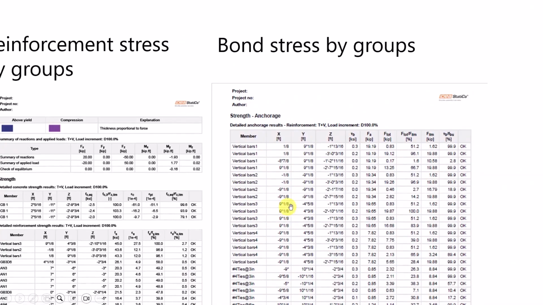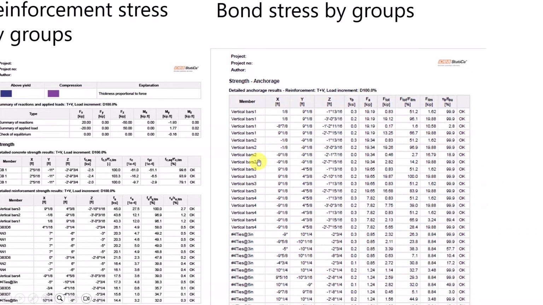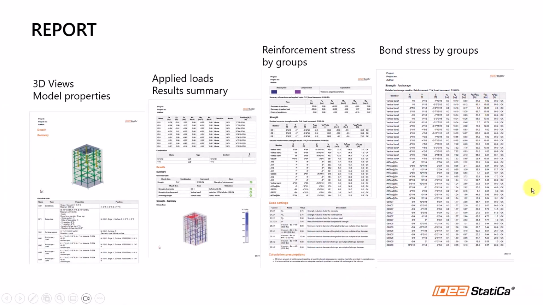And bond stress by groups, similar to what we saw in this area. We're looking at the bond stresses, so that's related to the anchorage of the steel reinforcement, right? So this is what you can export from that analysis, and yeah, so that's the overall workflow that I wanted to share today with you.